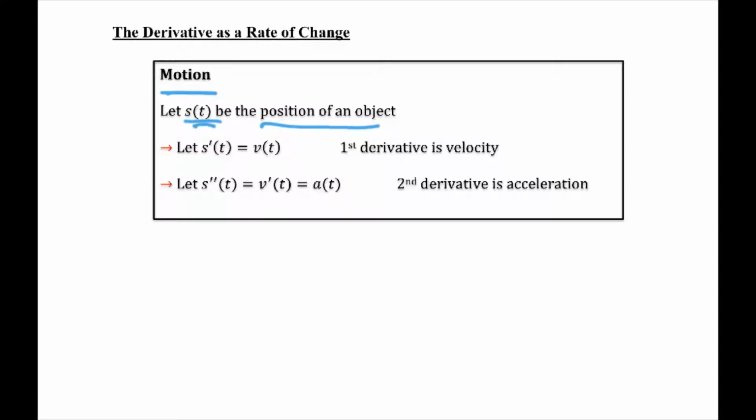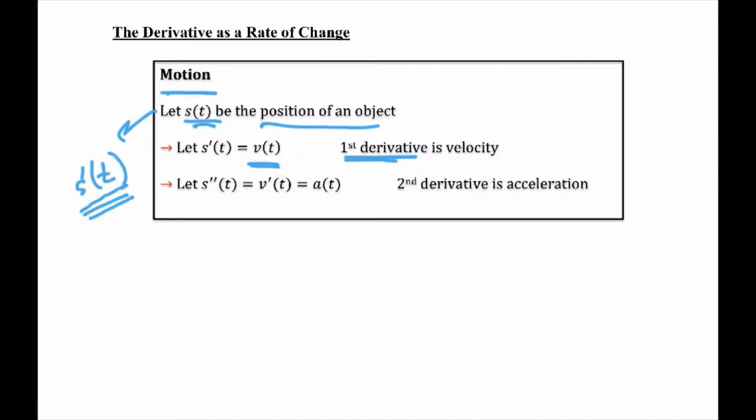Now, when you look at the derivative of the position, so s prime, you want to know how the position is changing over time, and this is actually giving you the velocity of the object. So the first derivative of the position will give you the velocity of the object. So how fast is it going?